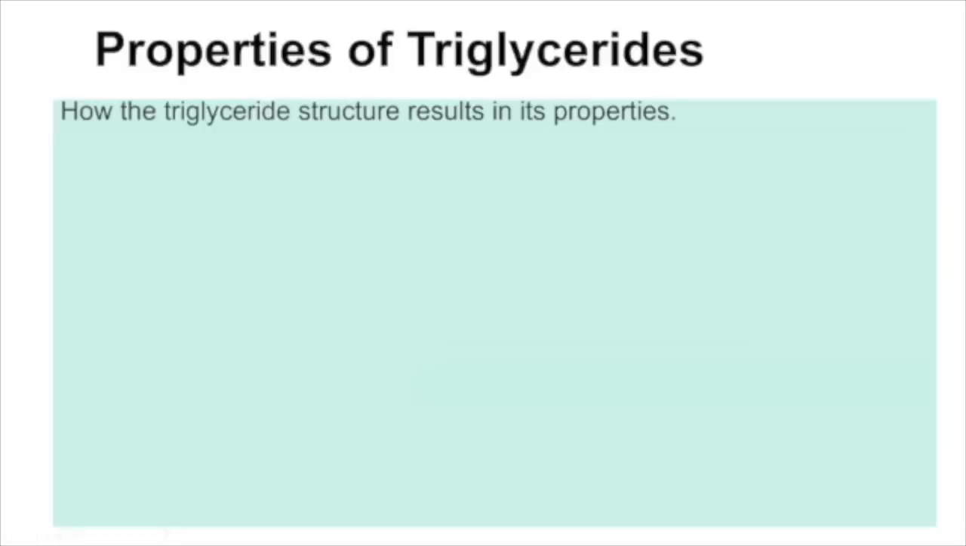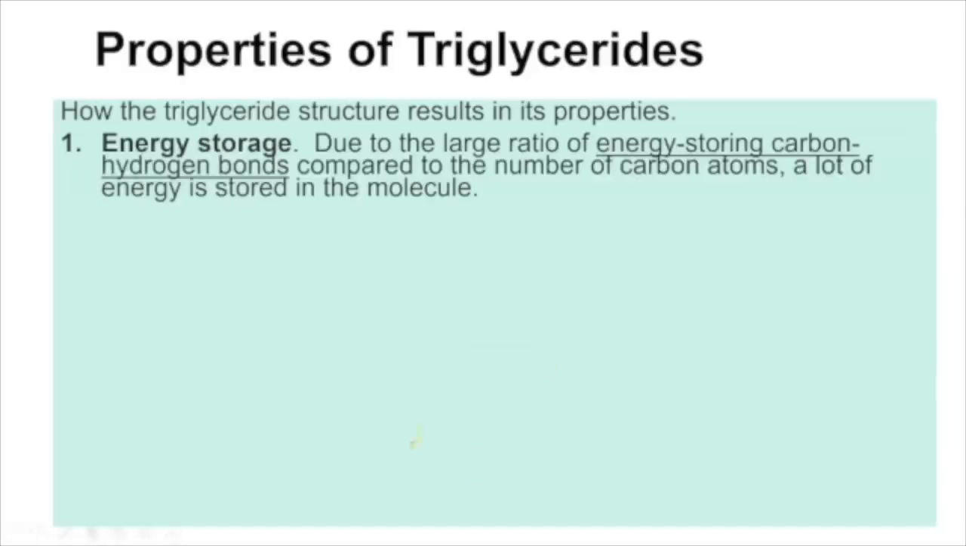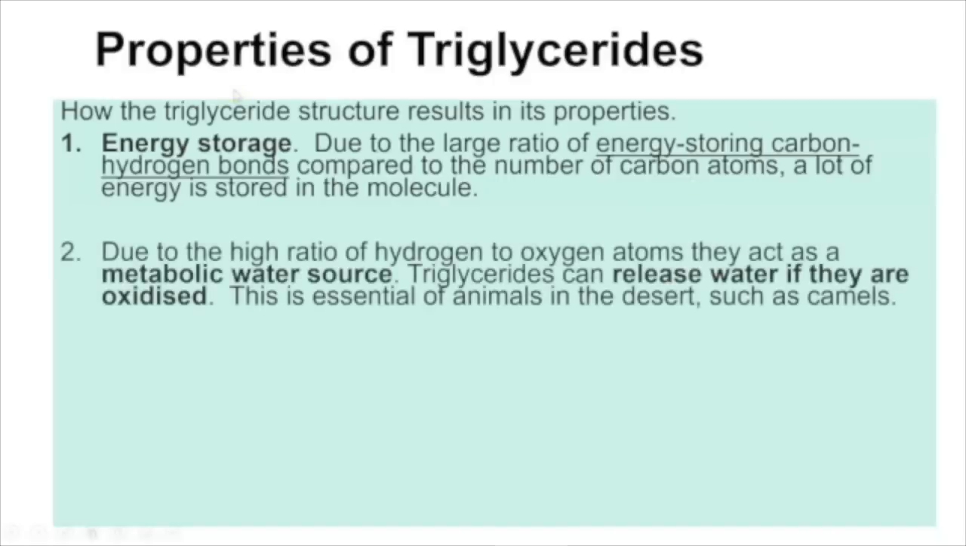The properties then of the triglycerides. So the function is as an energy store. And the reason it stores lots of energy is because of the large ratio of the energy storing carbon to hydrogen bonds. And that is compared to the number of carbon atoms. So you have lots of energy stored in those bonds. The second reason is due to the high ratio of hydrogen to oxygen atoms, and that can actually act as a metabolic water source. So triglycerides can release water if they are oxidized. And that's actually what camels have in their hump. They have lipids, triglycerides, they don't have water.